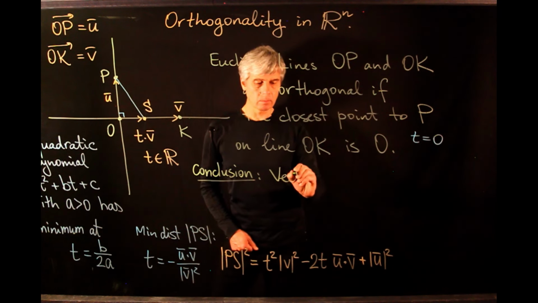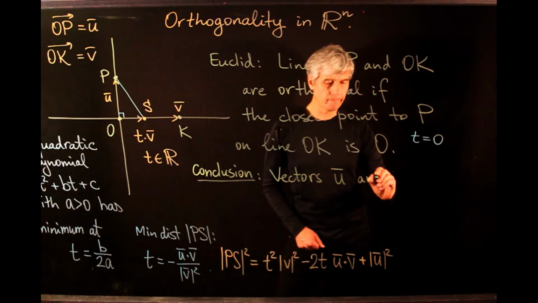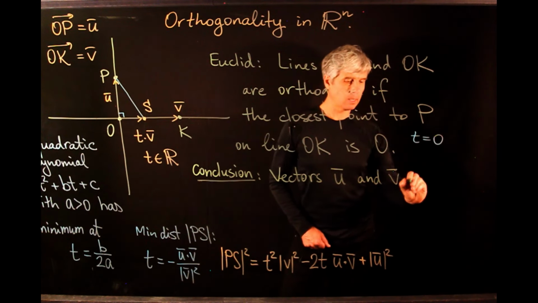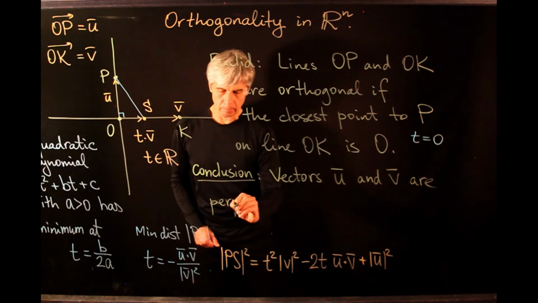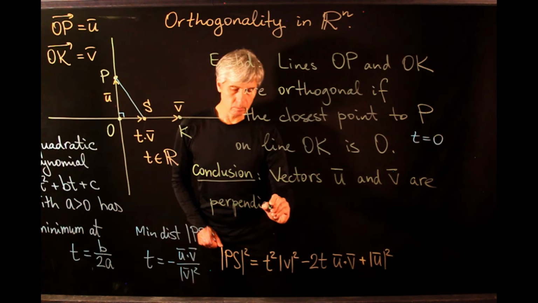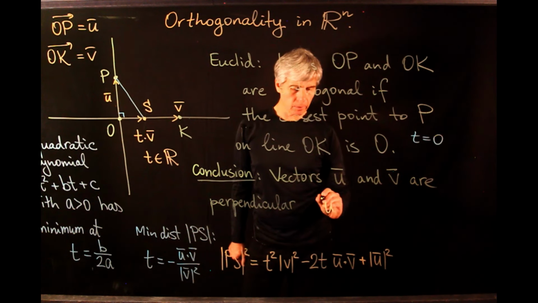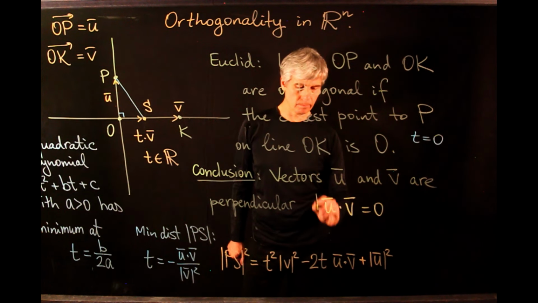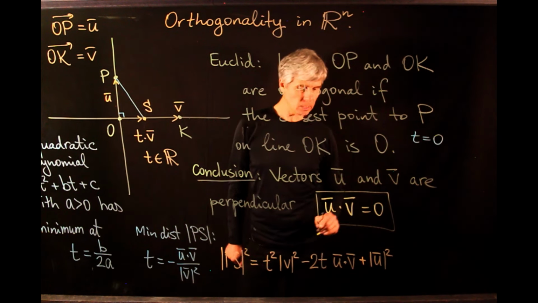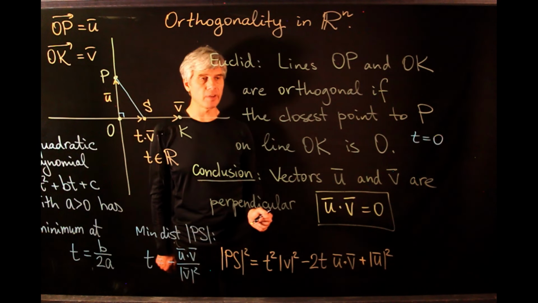Vectors U and V are perpendicular if and only if the dot product of these two vectors is equal to 0. So this becomes the condition for orthogonality of two vectors.